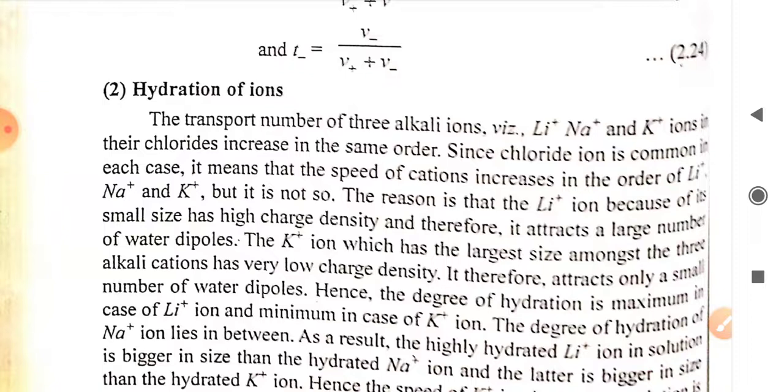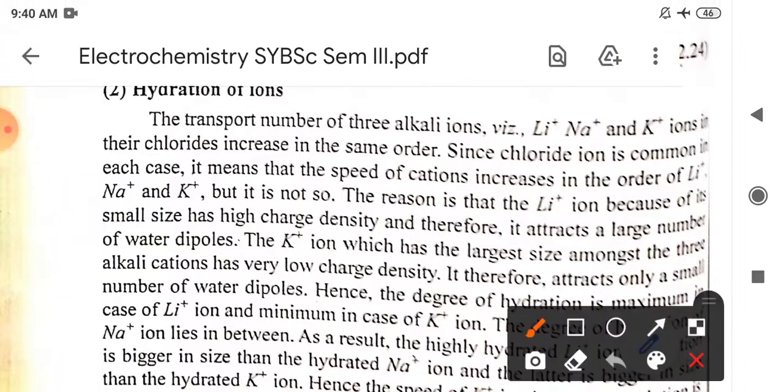The hydration of ions. We all know that an aqueous solution will result in hydration of the given ions. The positive end of the water molecule will attract the negatively charged ions, and the negative end will attract the positively charged ions. The transport number of the three alkali ions, for example lithium plus, sodium plus and potassium plus in their chlorides, increases in the same order. Since the chloride ion is common in each case, this increase in the ionic mobility is due to the increase in the speed of the cation.